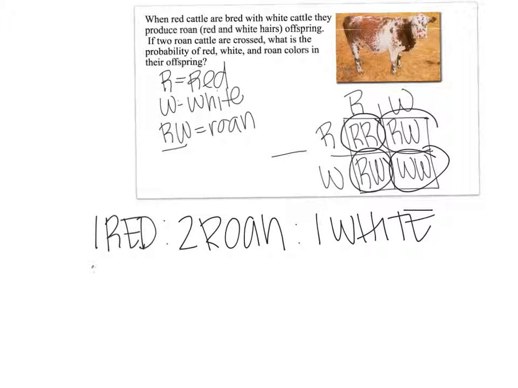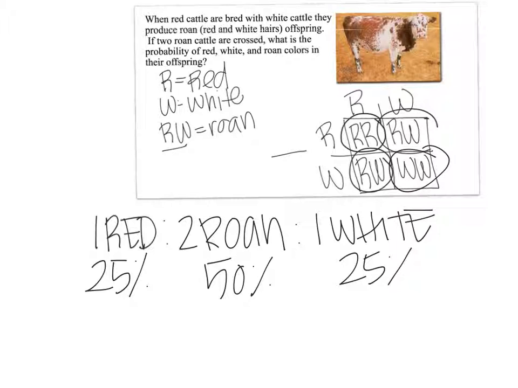You can also say there's a 25% chance of having offspring with red, a 50% chance of having an offspring with roan color, and 25% chance of having offspring with white.